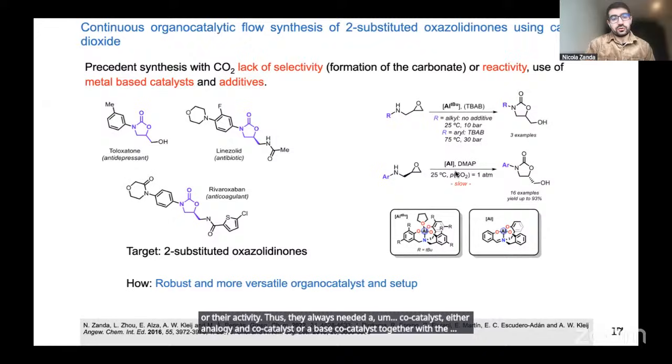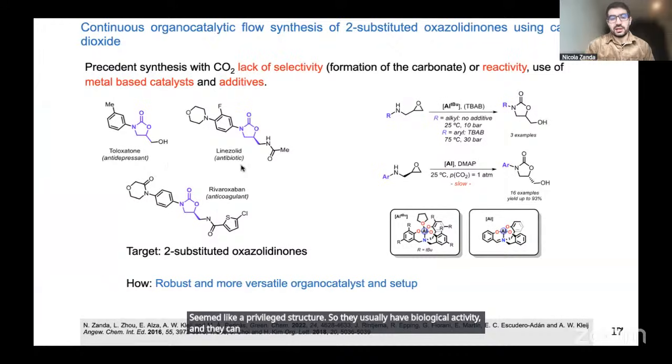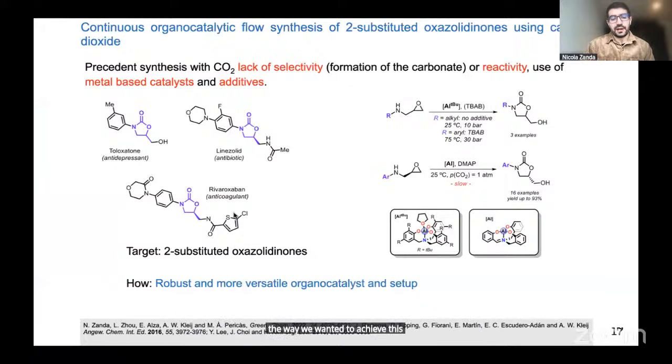These molecules were also interesting for us because two substituted oxazolidinones seemed like a privileged structure. So they usually have biological activity and they can be found already in various drugs that are commercially available. The way we wanted to achieve this was by preparing a more robust and versatile organocatalyst that could allow us also to have a more versatile setup.